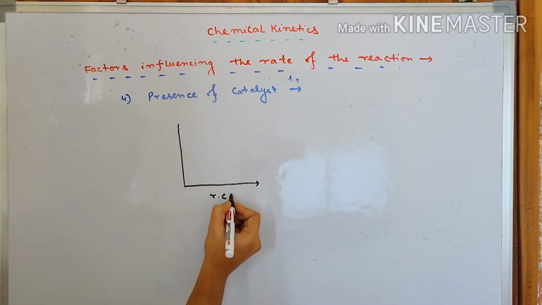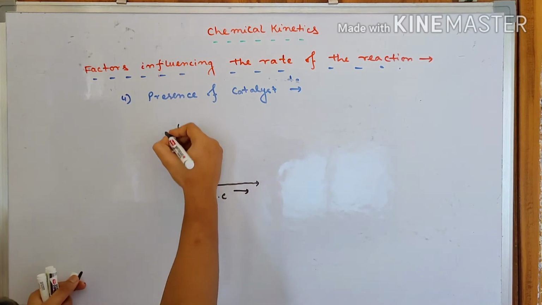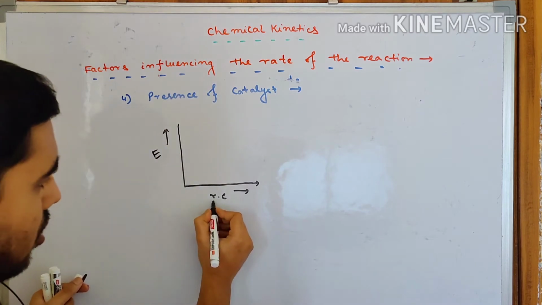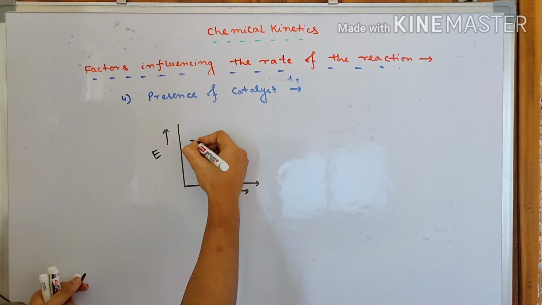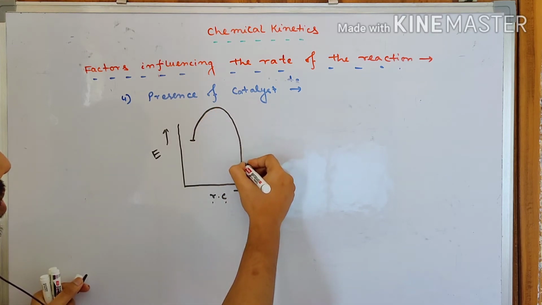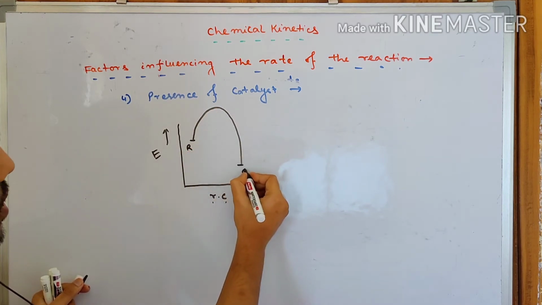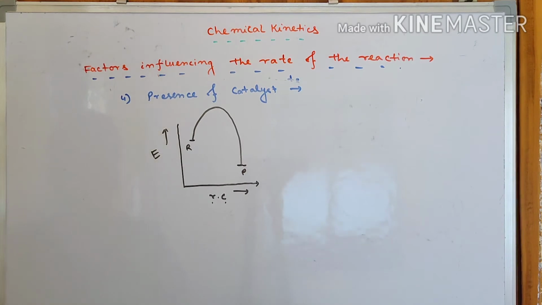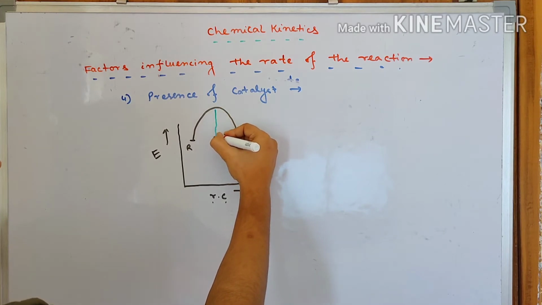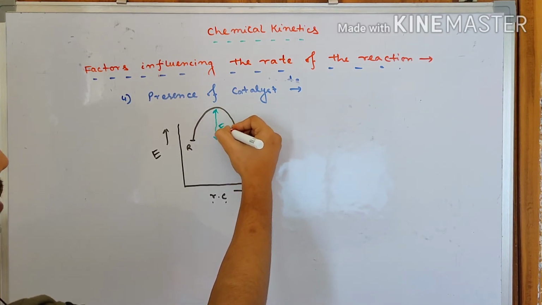It is reaction coordinate on this side, and it is the energy on this side. It is called reaction coordinate, as we have shown. This is R and this is P. And this is the way out. And this much is the activation energy.